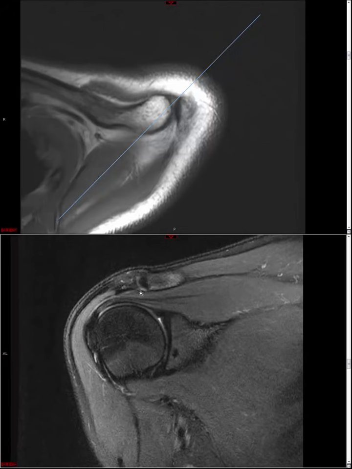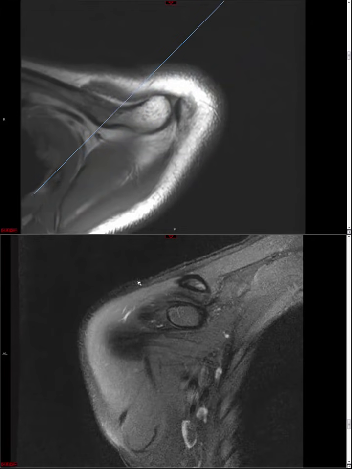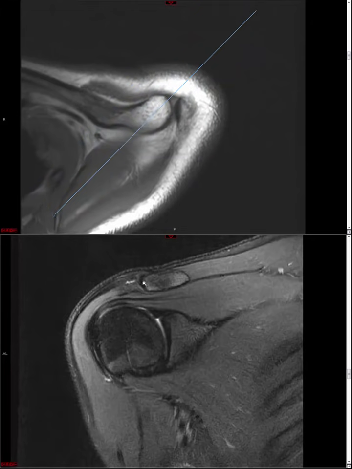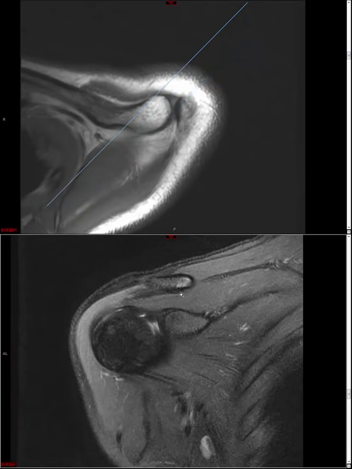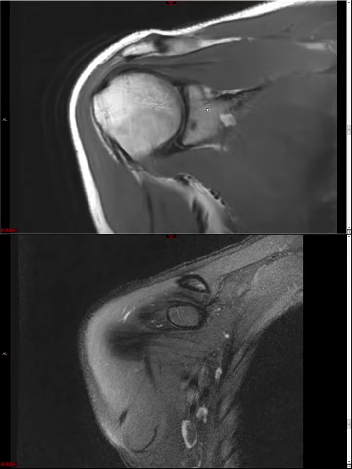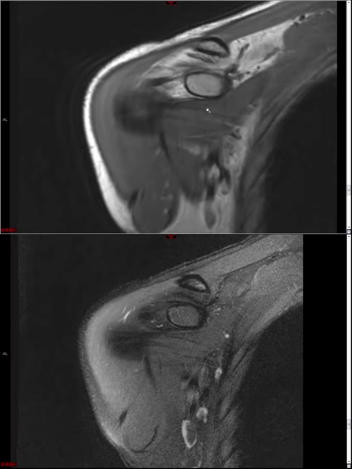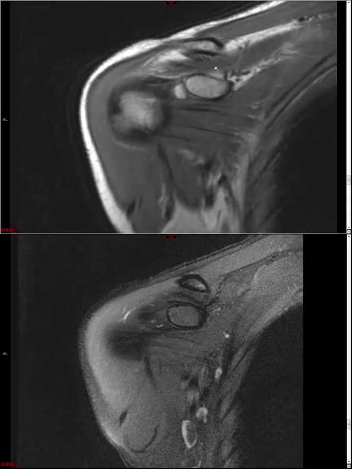So there you want to look for offset of the AC joint if it's a type 2 AC separation. And not part of my routine search pattern, but I think it may be worthwhile to actually look at the coracoclavicular ligaments as well if you're suspecting that you may actually be dealing with an AC separation. So the coracoclavicular ligaments have two components, lateral conoid component and medial trapezoid component.